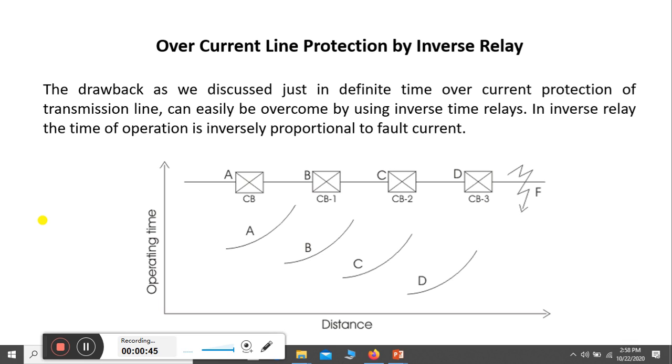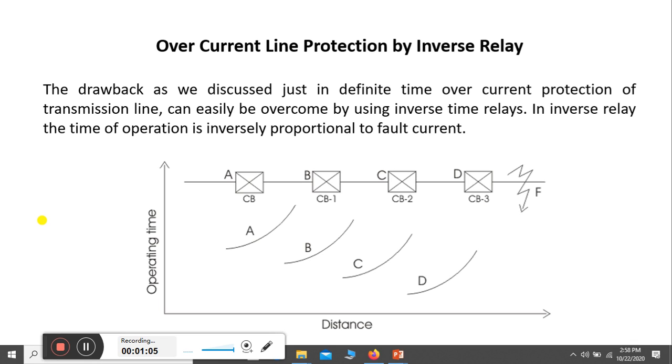What are inverse time relays? If the current is more, then the time for operating the circuit breaker will be less. On this principle, the inverse time relays operate.